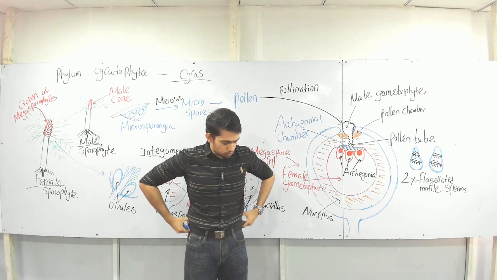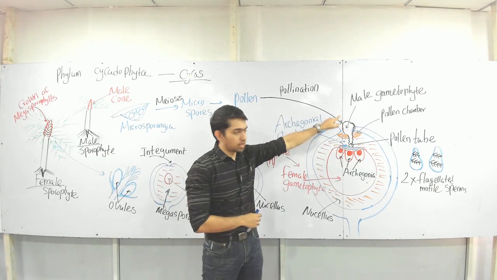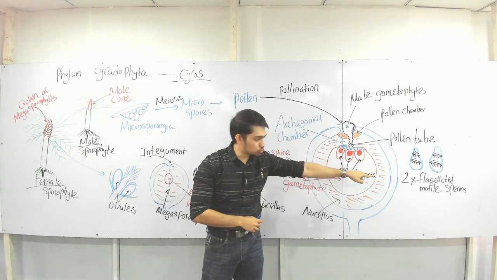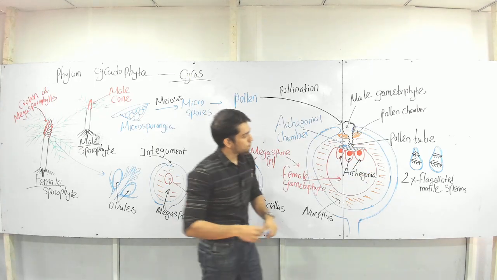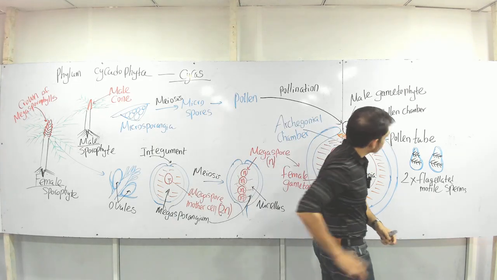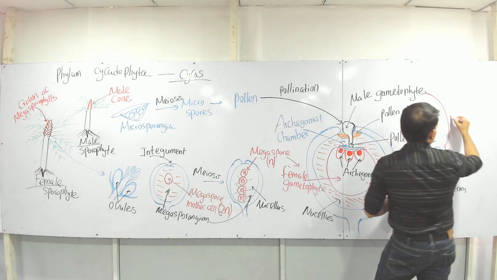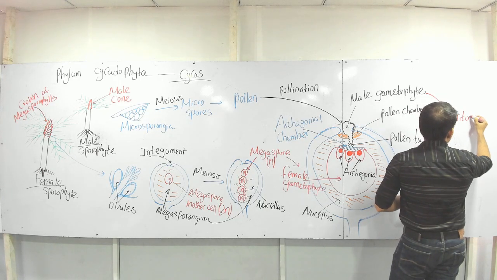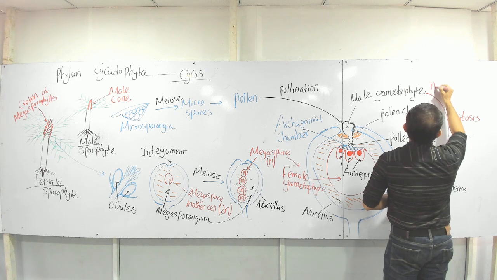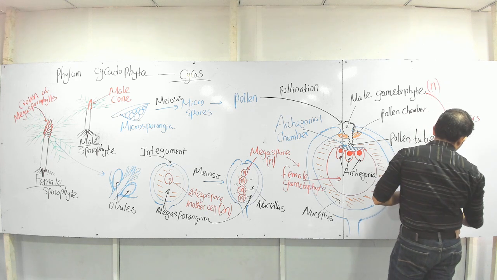So they produce two large flagellated sperms. The male gametophyte produces two flagellated sperms. By what cell division? Mitosis, because the male gametophyte is N. Sperms are N.